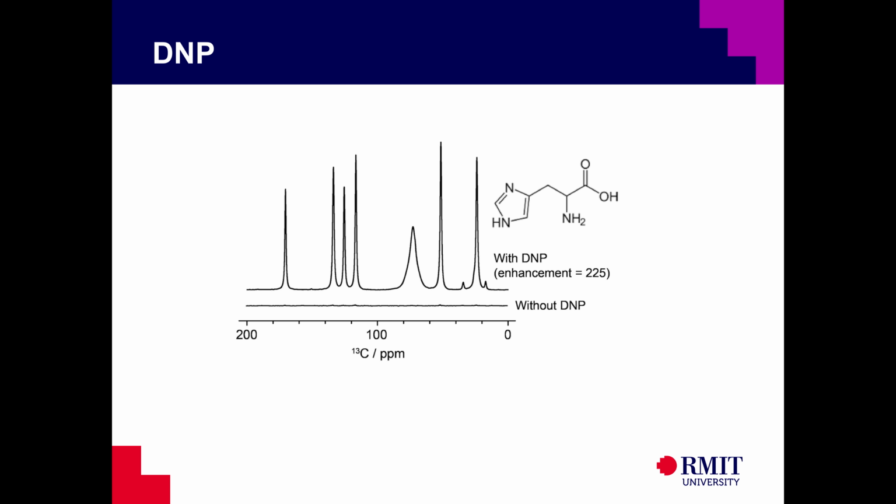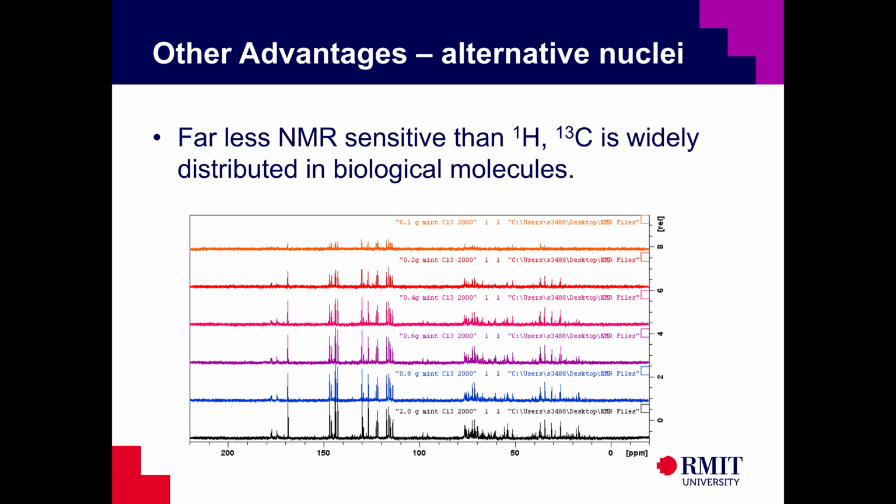And here's an example. In this case, this is a carbon NMR of histidine. And you can see here that without DNP, we've got almost no signal. And when we turn on the DNP enhancement, we get a 225% enhancement in the signal. So you can see there, if we had low concentration metabolites that were being drowned out, perhaps we could increase their presence in the spectra, which would be very handy. And I think DNP is quite exciting in that way.